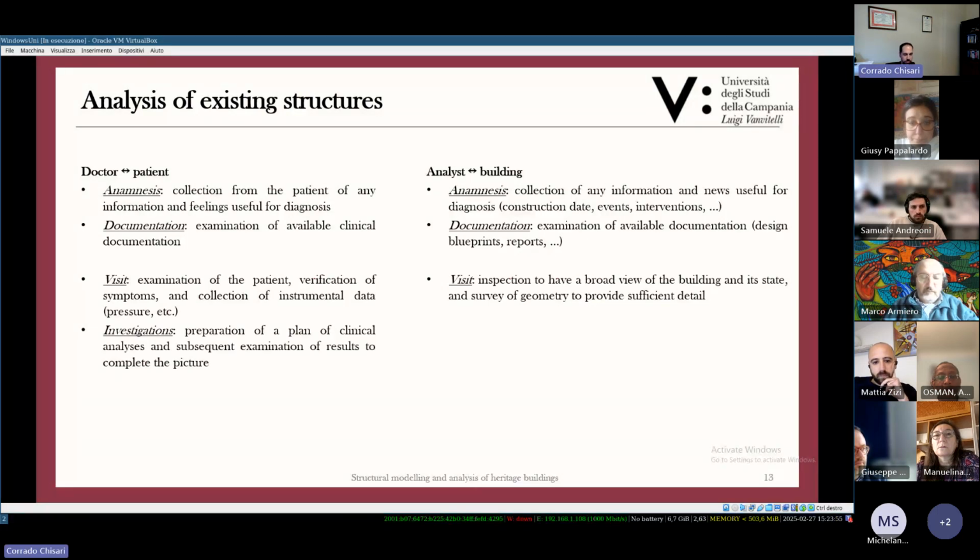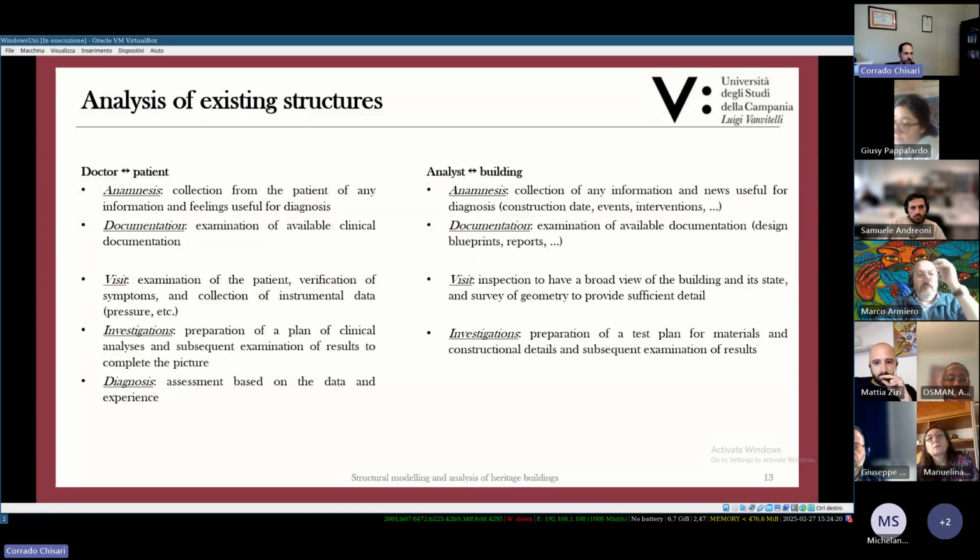Then, of course, we got to investigate better by means of a plan of clinical analysis in the first case. In the case of an analyst-building relationship, we will prepare a test plan for materials and construction details, and then we need to examine these results.